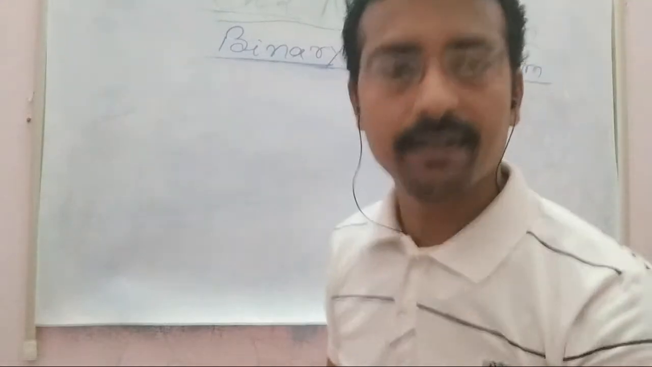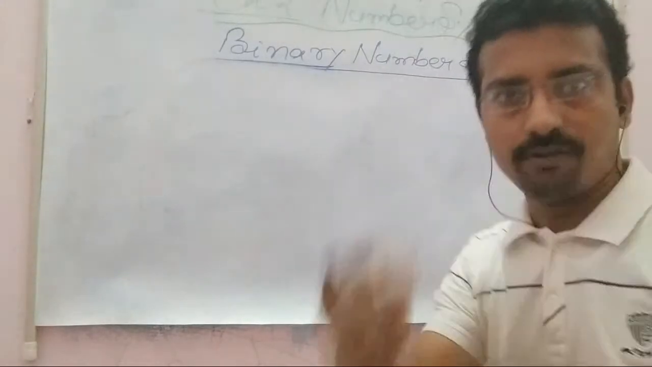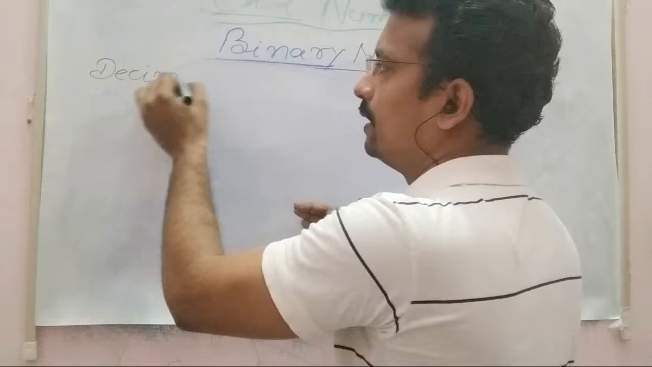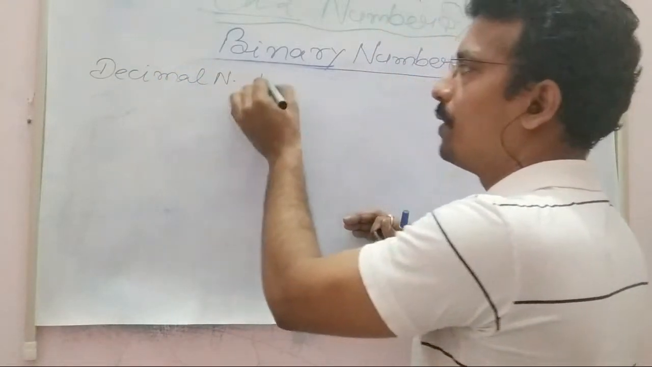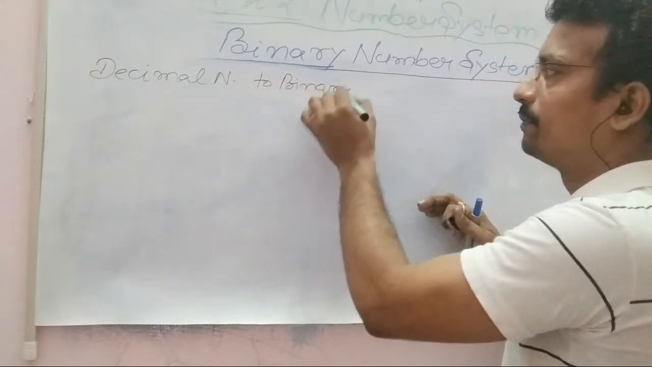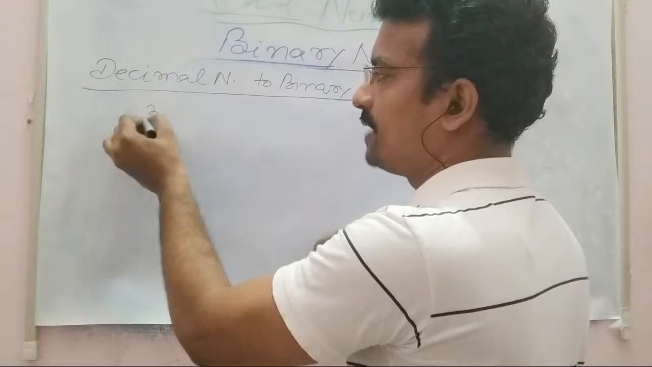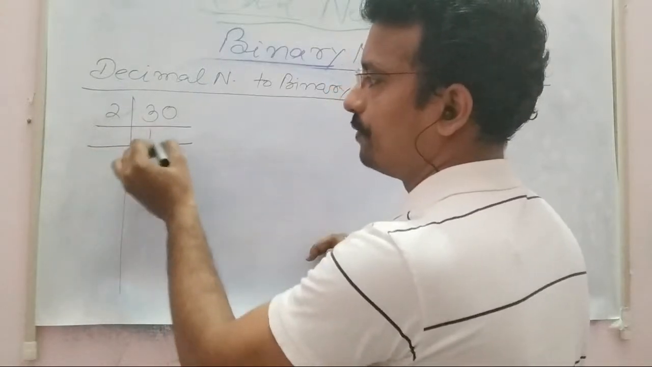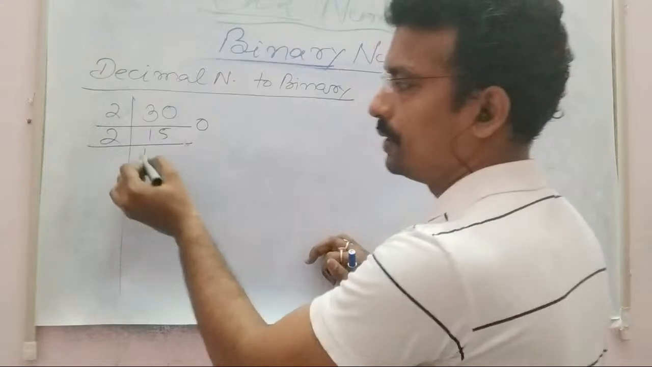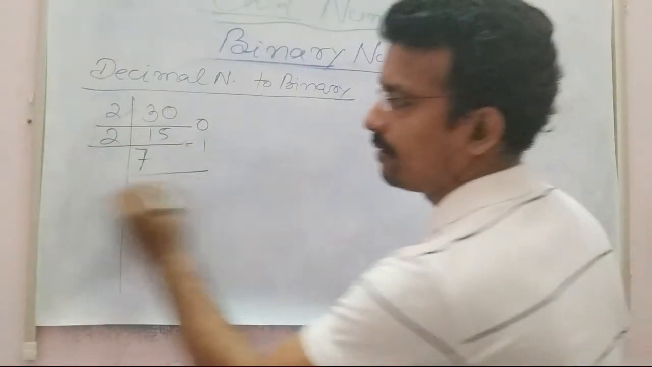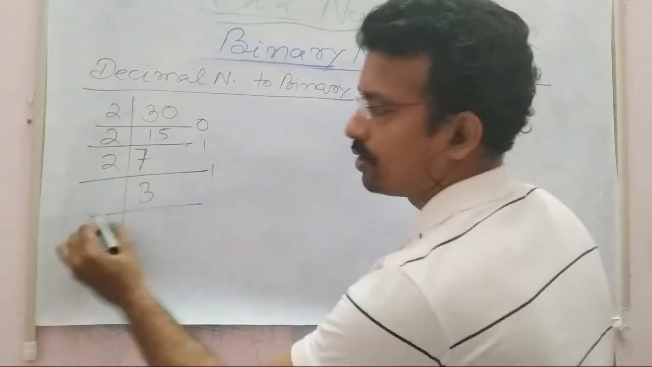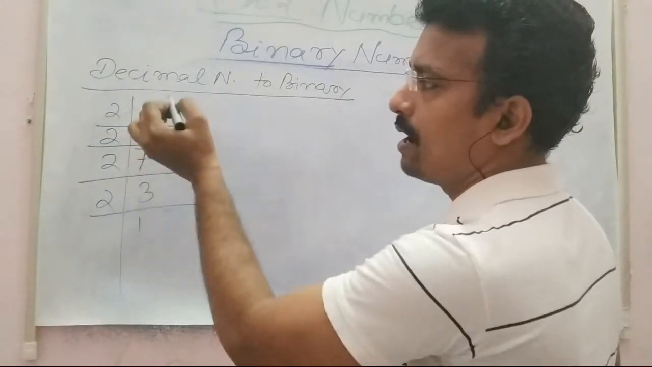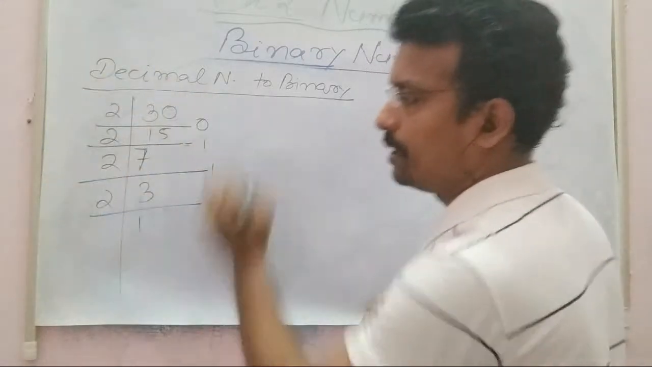One more time, I will revise a decimal number and convert it into binary, and then I will convert binary back to decimal. First we have seen how to convert decimal to binary. One more time we will see. Suppose we take 30. We start dividing by 2. 2, 15 is 30, remainder 0. 2, 7 ja 14, remainder 1. 2, 3 ja 6, remainder 1. 2, 1 ja 2, remainder 1.